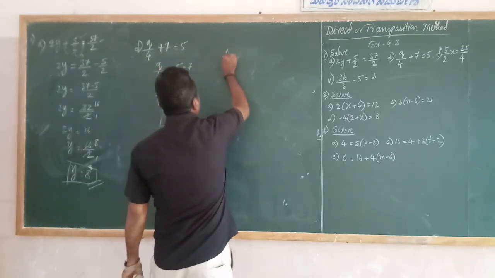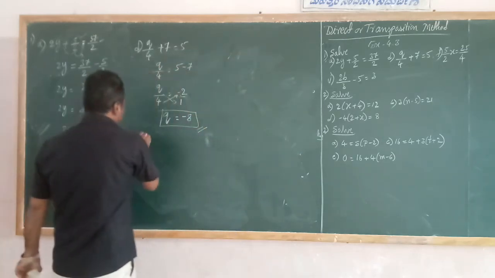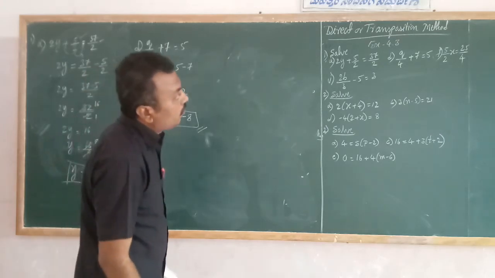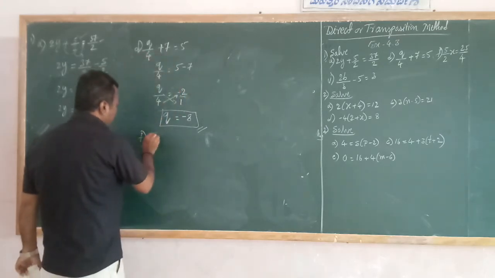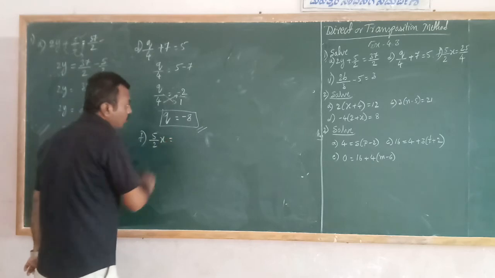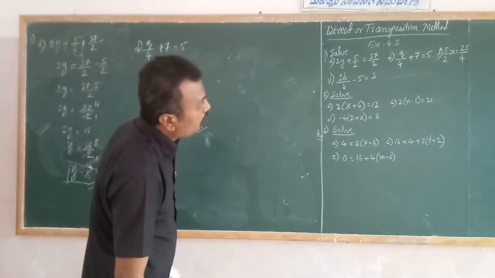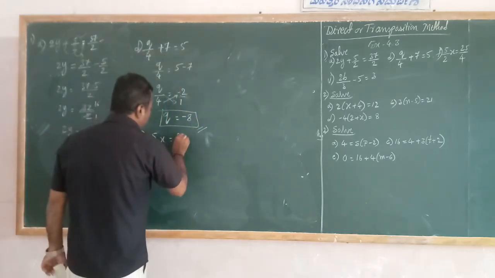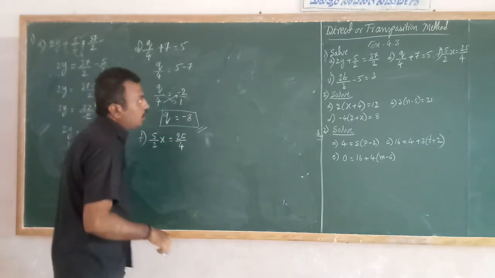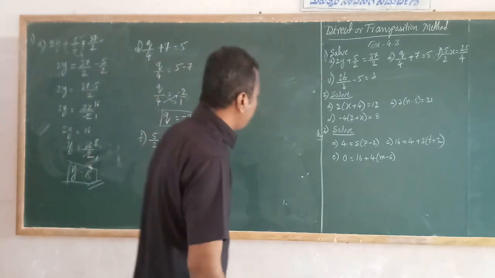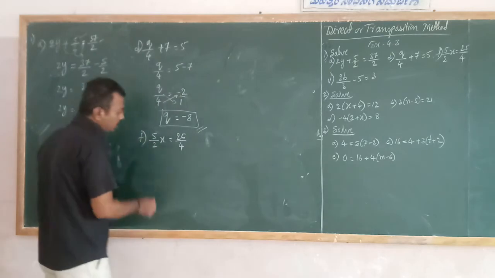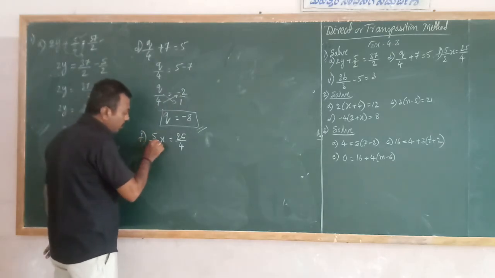F question. Right here, F question. 5 by 2 into x is equal to 25 by 4. Correct? 5 by 2 into x is equal to 25 by 4. See students, in these questions, it is very simple.